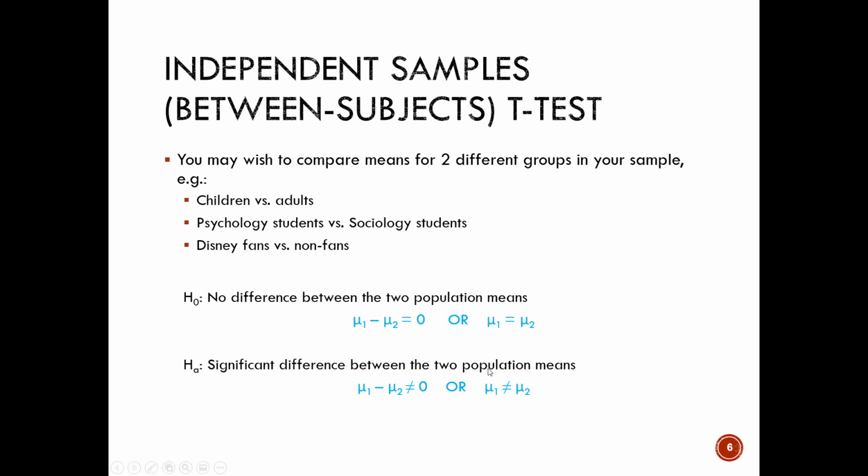And you can write the notation in two different ways. So mu is the population mean for group 1 versus group 2. So the difference is 0 for the null hypothesis, or those two means are equal. The alternate hypothesis would say that there's a significant difference between the two. And so mean for one group is different from the mean for the other group.